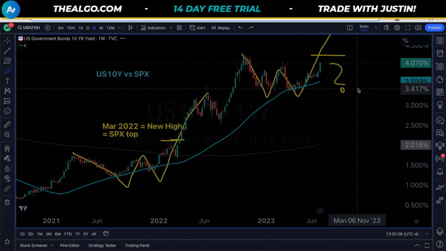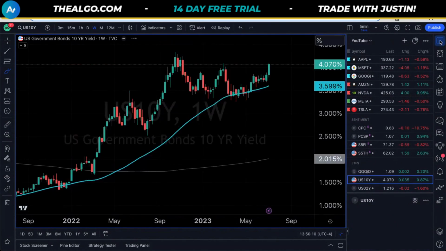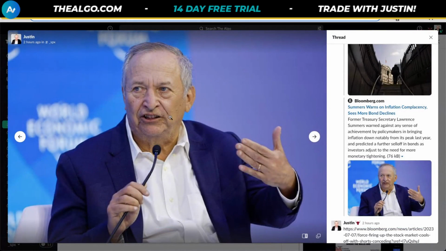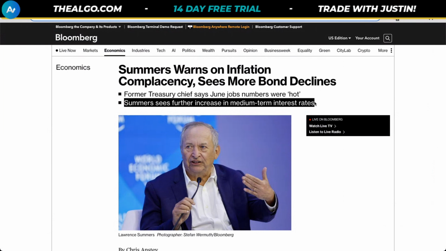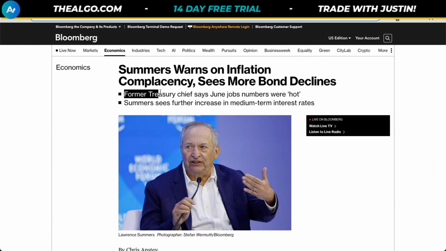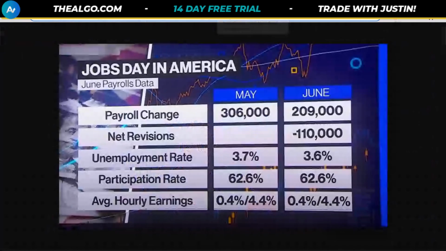He's not always right. He's sometimes early, but he's correct often enough that I need to try to understand what he's seeing, right? He used to run the Treasury. He used to have Janet Yellen's job. So here's what he sees. Sees further increase in medium-term interest rates. Former Treasury chief says June job numbers were hot. Well, tell the market that. If the market thinks the numbers are hot, why are we where we are?